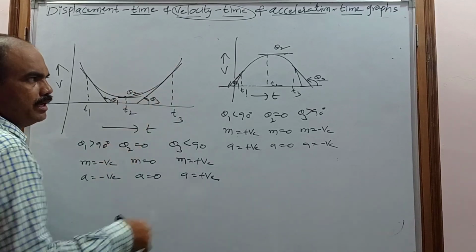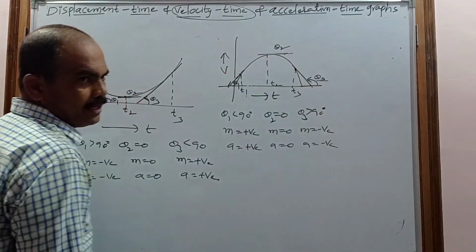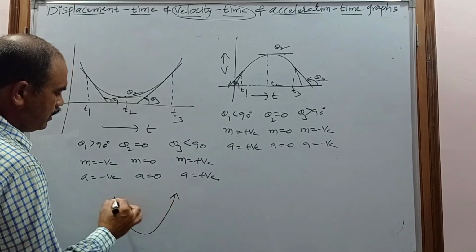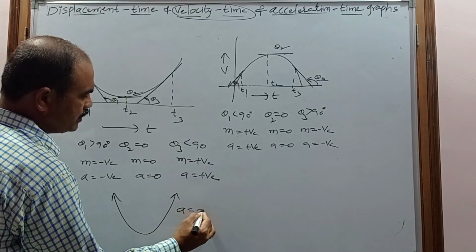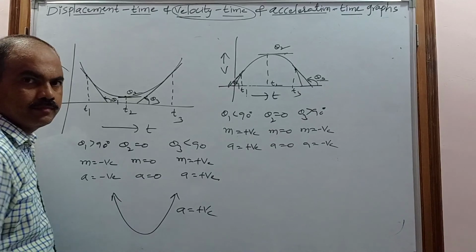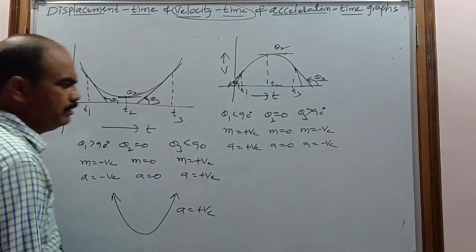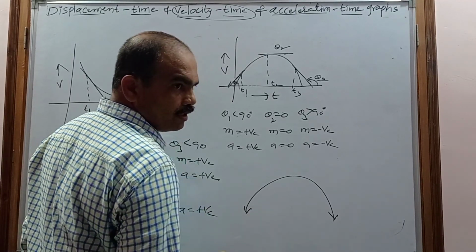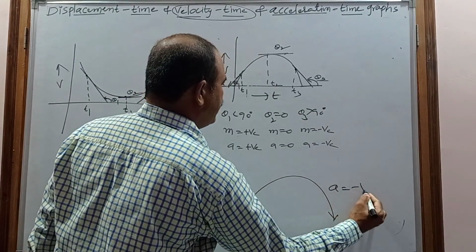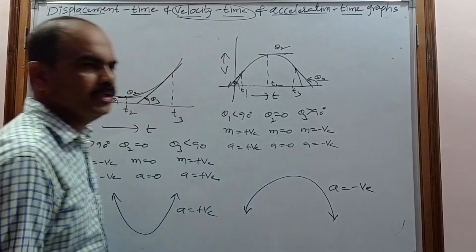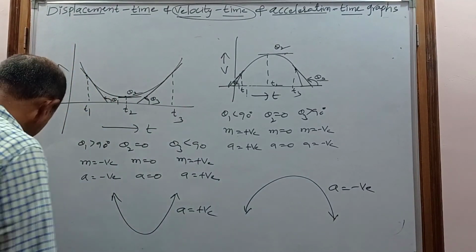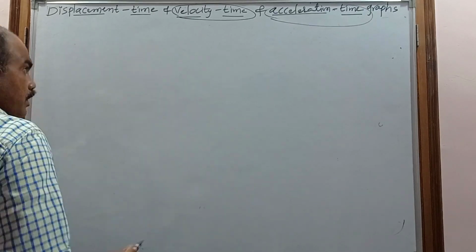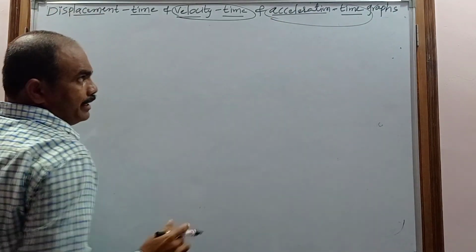It can represent accelerated motion, and it can represent decelerated motion. Already I said, concave upward: acceleration is positive, and it is accelerated motion. And concave downward will be decelerated motion, and acceleration is negative. This you have to remember. So now this is about the velocity versus time graph. Next we are going to discuss the acceleration versus time graph.